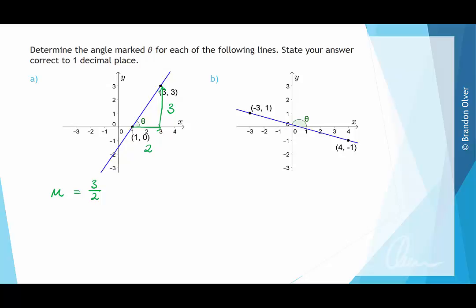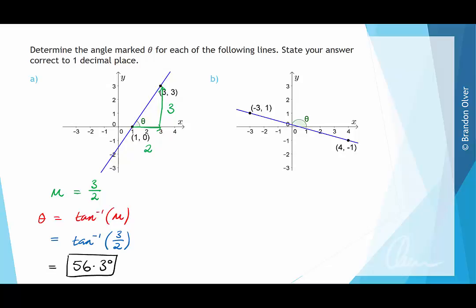And next we can use the formula theta is equal to tan inverse of the gradient to determine the angle that line creates with the positive x-axis. So substituting in what we know, we can say that theta is equal to tan inverse of 3 divided by 2. And if you put that in a calculator, you find that that is 56.3 degrees, correct to 1 decimal place.